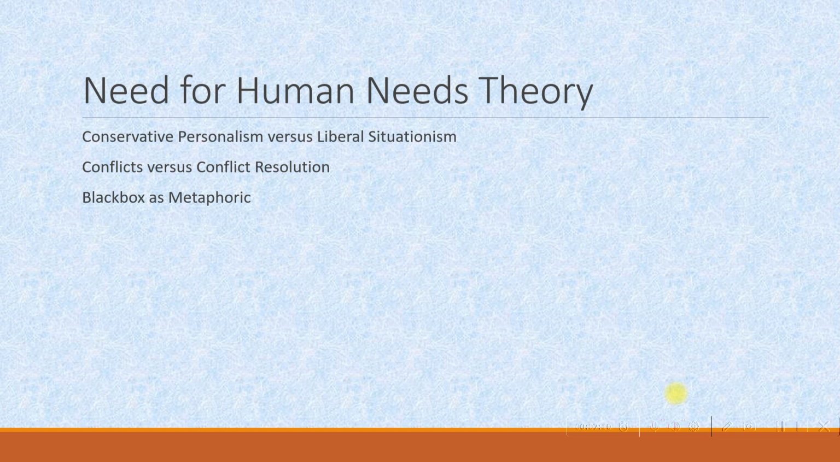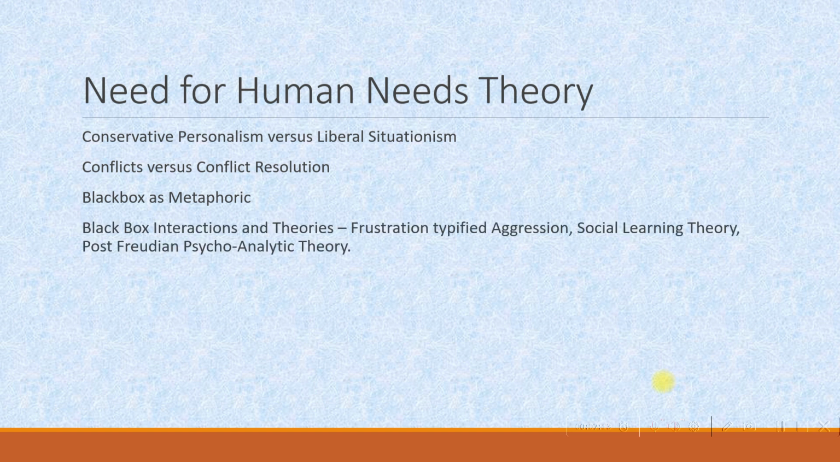So here, some theories were taken up as a backdrop, in the context of black box interactions and theories. Frustration-typified aggression was one theory considered. Social learning theory was considered. Post-Freudian psychoanalytic theory was considered. We'll touch base with each of them in a very brief way and see what its importance is in the context of black box interactions and theories. So here the following theories were studied based on black box premises.